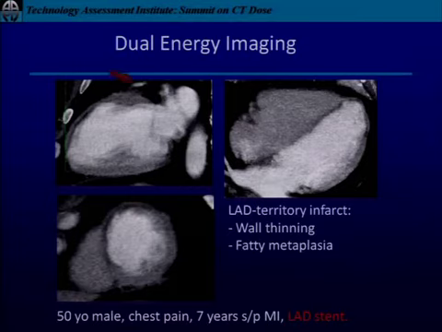Okay. We have also tried dual energy imaging. So here is a patient, a 50-year-old male with chest pain, 7 years status post an MI. There was an LAD stent that was placed. That's the stent that you can see at the cross section. What you see is that this myocardium here is thinned out. All this myocardium is very thinned out, and also there is a lot of hypoattenuation within it. What that tells us is that there has been a prior infarct and there has been fatty infiltration of the myocardium because of that prior infarct.